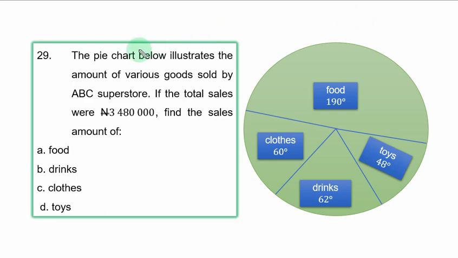Example 29. The pie chart below illustrates the amount of various goods sold by ABC Superstore. If the total sales were 3,480,000, find the sales amount for food, drinks, clothes, and toys. You have the sectorial angle for each item. With this, you can get the sales amount for the items listed.